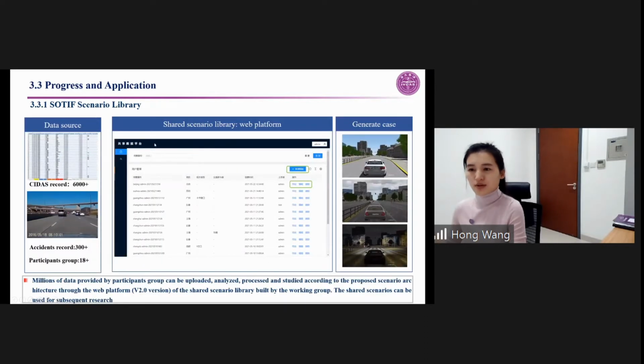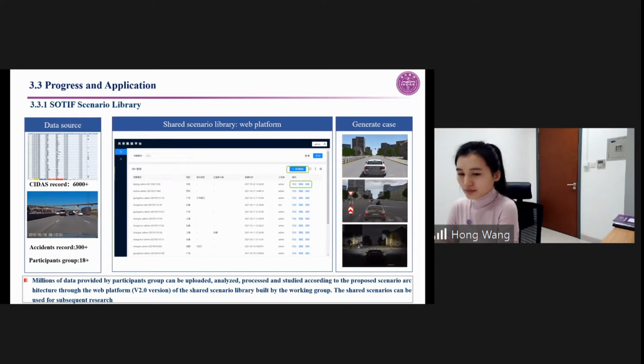So this is the library. We collected millions of data provided by the participant group, which I have explained, the SOTIF Technical Alliance. There are 18 members from the Technical Alliance. They uploaded, analyzed, processed, and studied according to the proposed scenario architecture. It is called the shared scenario library, and we can generate the test cases for the subsequent research.